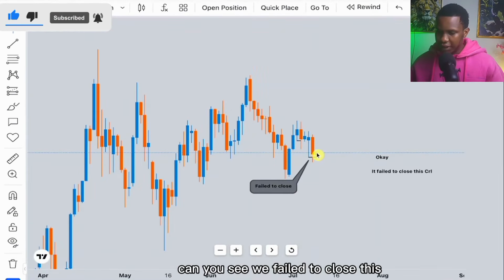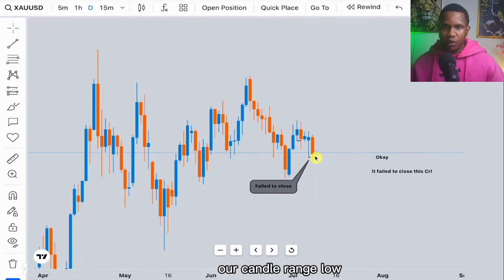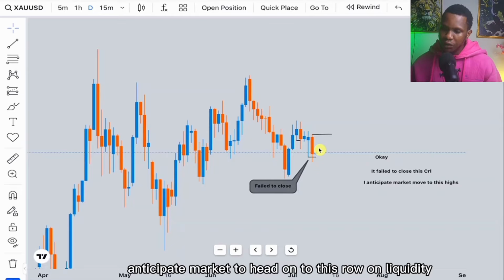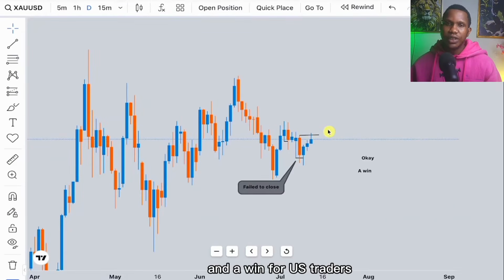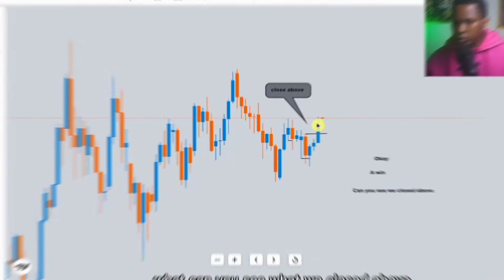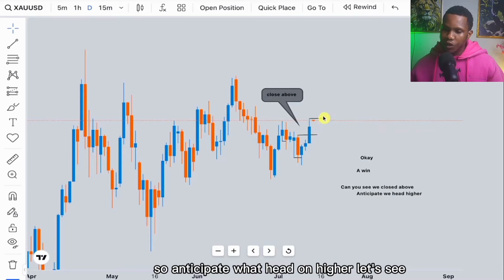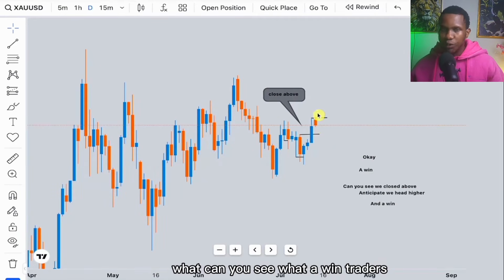Okay, can you see we failed to close below our candle range low? Anticipate market to head on to this raw liquidity. Let's see. And a win for us traders. What can you see? We closed above, so anticipate market to what? Head on higher. Let's see. What a win, traders.